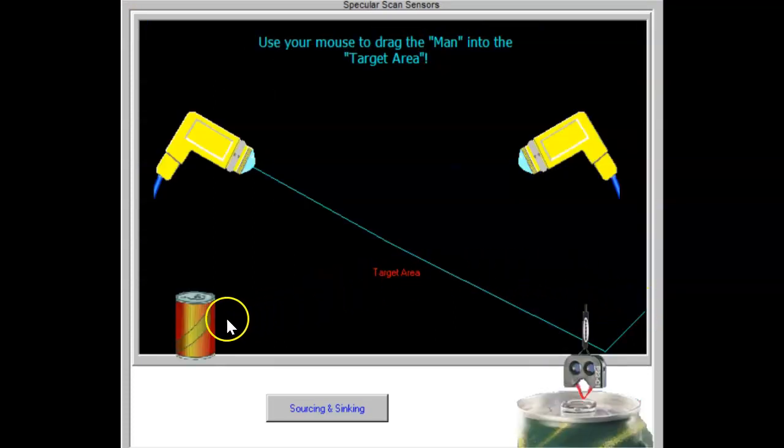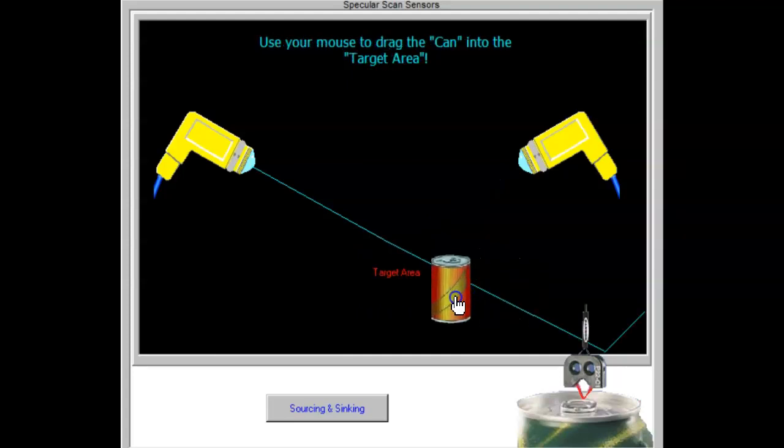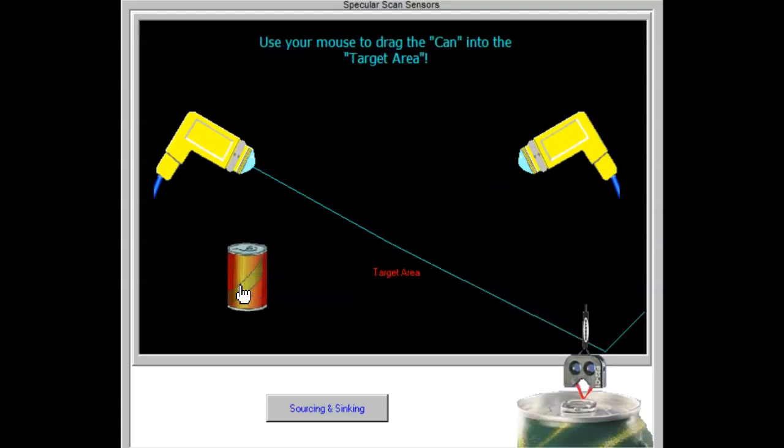Specular scanning requires that the surface being detected be constructed of shiny material, such as rolled or polished metal, shiny plastic, or other highly reflective materials, such as the hard hat that the man is wearing in the graphic above. With the shiny surface, the angle at which the light strikes the reflecting surface is equal to the angle at which it reflects from the surface.